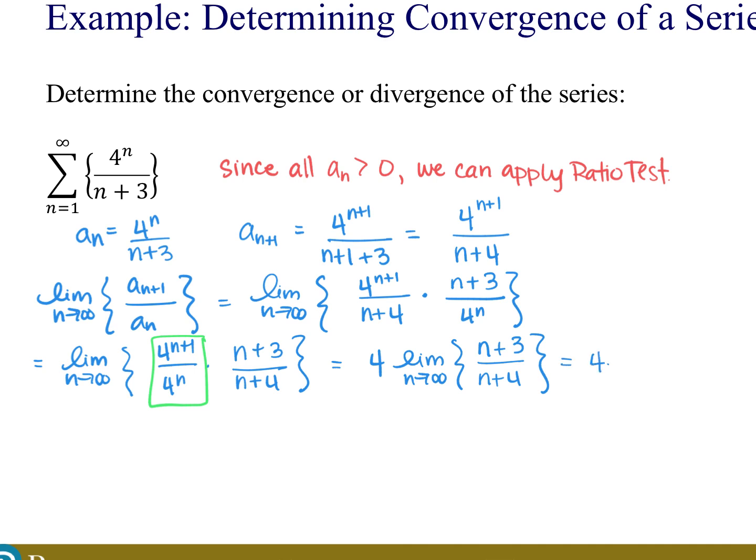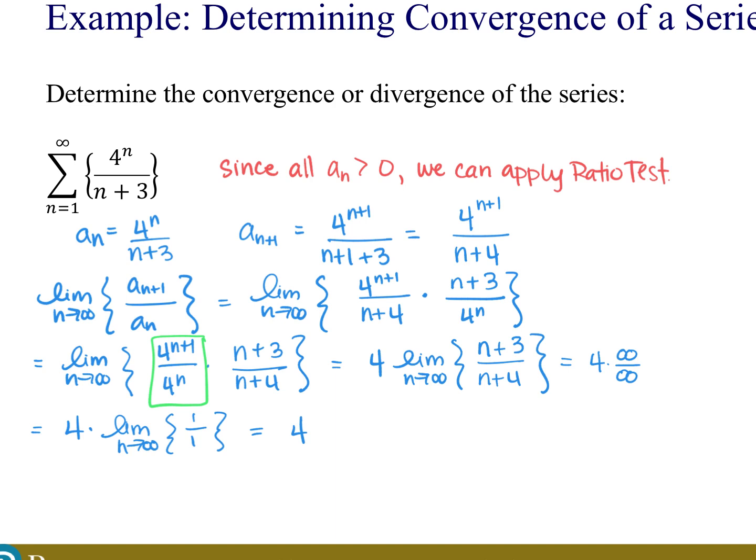Those are infinity over infinity, which means I'm going to need L'Hopital to finish this. So 4 times L'Hopital, and L'Hopital gives me 1 over 1. So the answer to this is the constant 4.